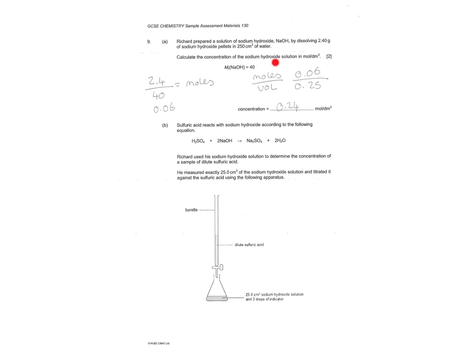Calculate the concentration of sodium hydroxide solution in moles per decimetre cubed. So the first thing I'm going to have to do is work out the number of moles. So I have to do 2.4, which is the mass, divided by 40, which is the Mr, which will give me 0.06. I can then do moles divided by volume. Okay, there's the volume. Make sure you divide that by 1,000 first. So then that would be 0.06 divided by 0.25, which will give me 0.24 moles per decimetre cubed. There's an awful lot going on there for 2 marks.